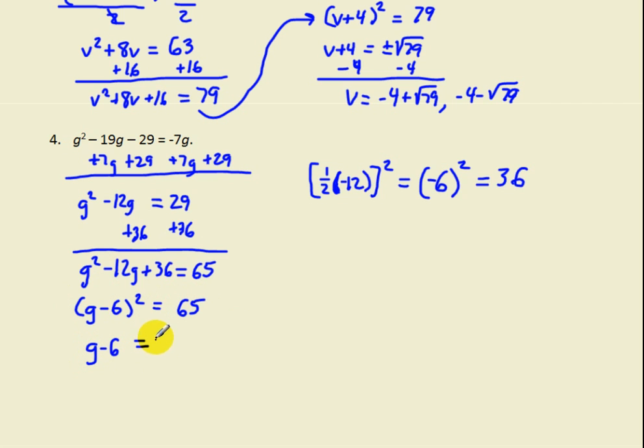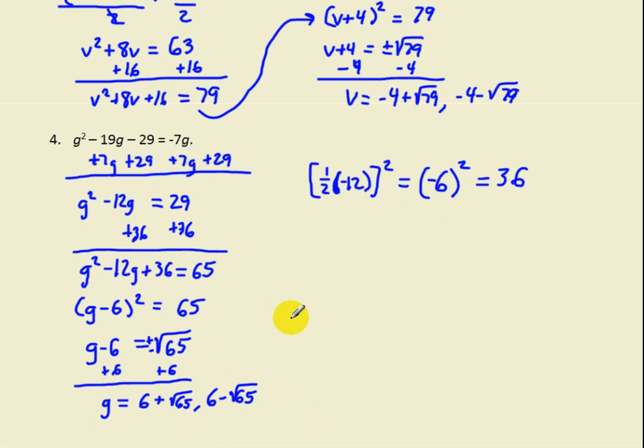Take the square root of each side. G minus 6 is equal to the square root of 65, and then add 6 to each side. And again, I'm going to write that constant 6 out front. So g equals 6, and then, sorry, we need a plus or minus the square root of 65. So 6 plus the square root of 65, or 6 minus the square root of 65.